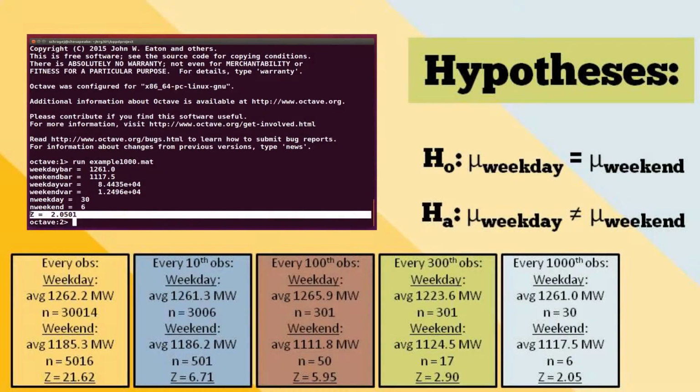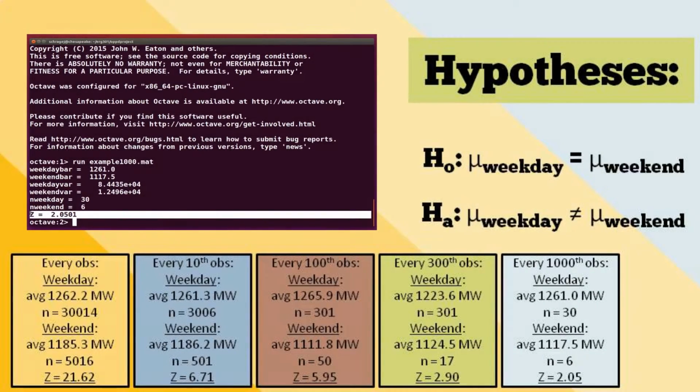Well, 2.05, that's actually statistically significant at the 95% level. Remember, the threshold value of Z for the 95% level was 1.96, so we have a greater value of Z than that. So there is no more than a 5% chance that we are making a type 1 error when we reject the null hypothesis here and accept the alternative hypothesis that the mean electrical load on weekends is different from the mean electrical load on weekdays.